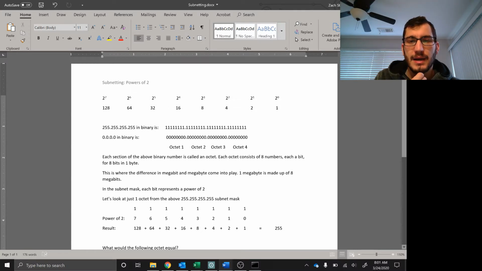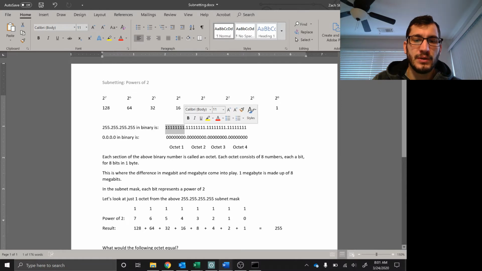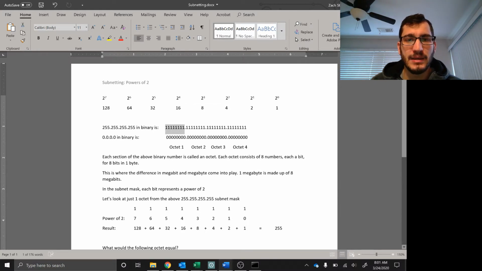And I said they're octets. That's going to come into play. So let's jump down to 2 extremely different subnet masks. We have 255.255.255.255. Notice that is just 8 ones, 8 ones, 8 ones, 8 ones. Again, notice octet means 8, a set of 8. This is a set of 8 ones.